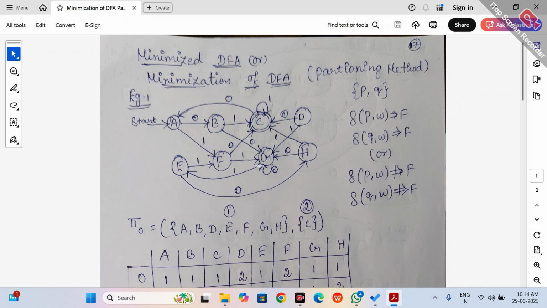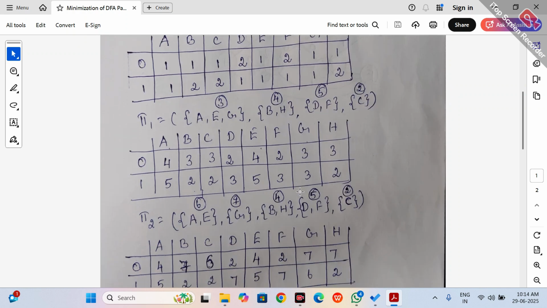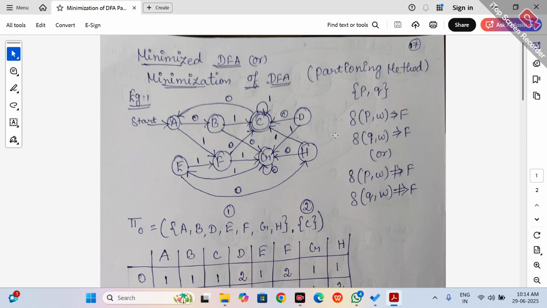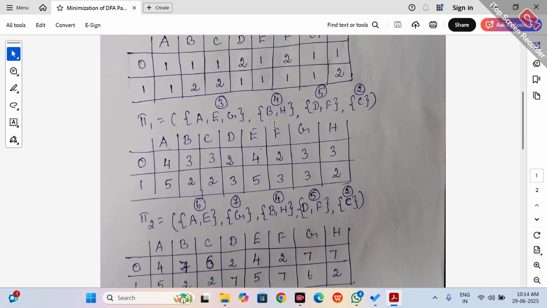For state G, 0 is a self loop, that is G, and 1 goes to E. G is in group 3, so for G it is 3, and A is also in 3, so here it is 3, 3. Next, for H, input 0 goes to G and 1 goes to C. G is in 3 and C is in 2, so 3, 2.